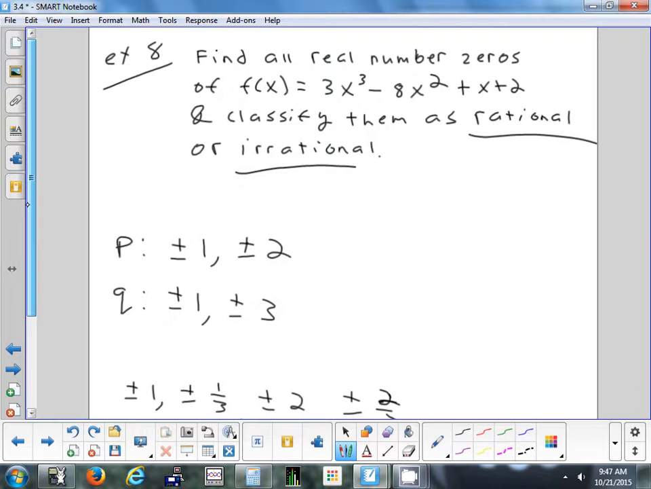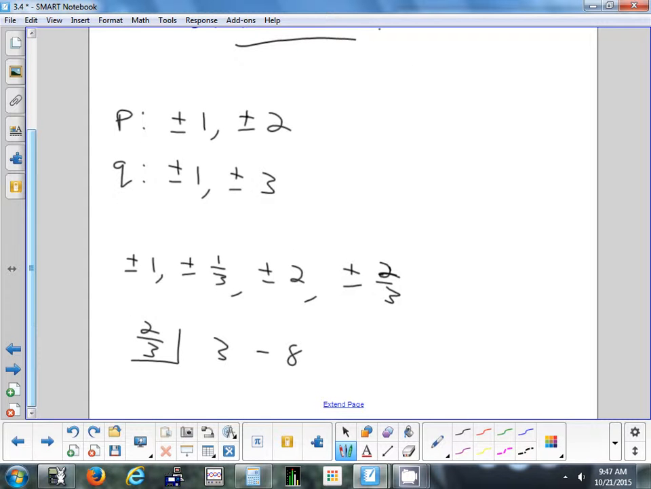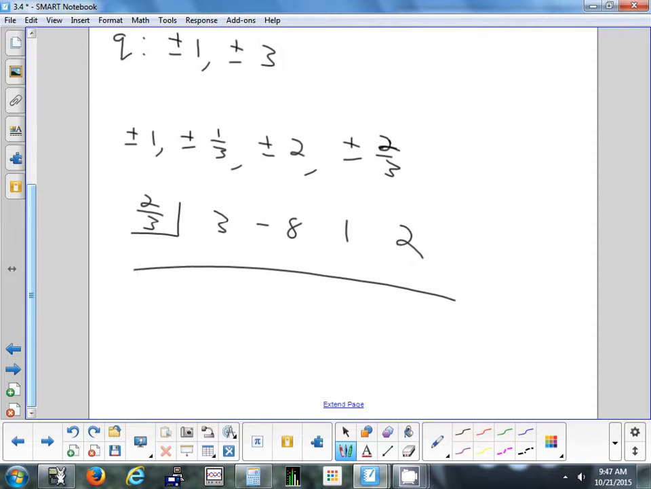Okay, what are my coefficients going to be? 3, negative 0, I mean 1. Was it? 3, -8, 1, 2. Okay, bring down the 3. And this won't be too bad to do in our head. What's 2 divided by 3 times 3? 2. Just 2. -8 plus 2 is -6. And now the way you can do this in your head, what's 2 times -6? -12. Now divide by 3. -4. Okay. Add these up.